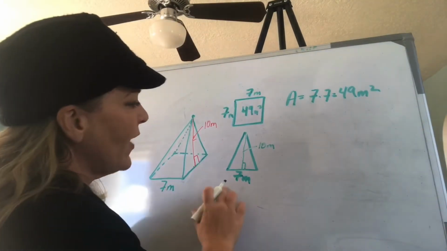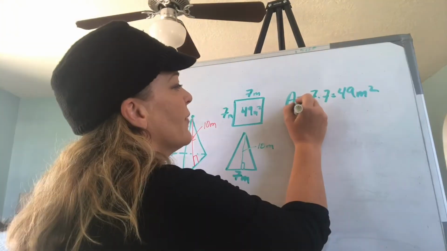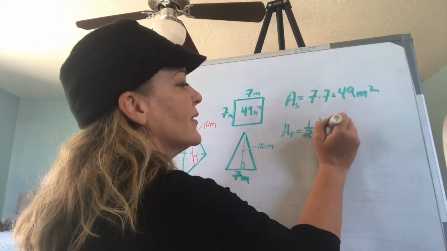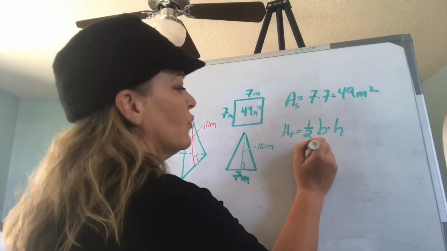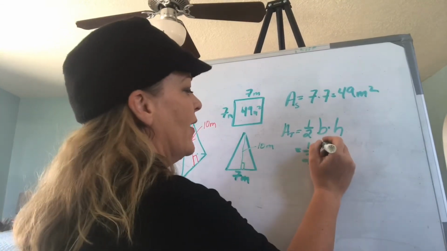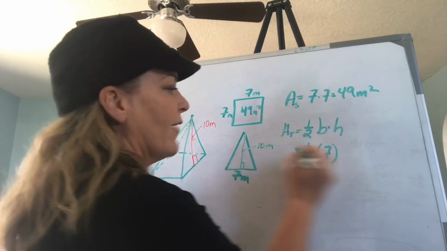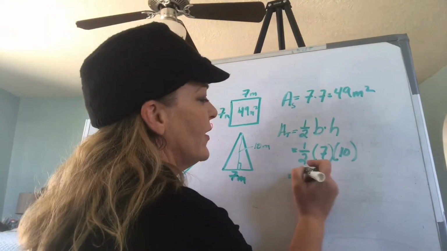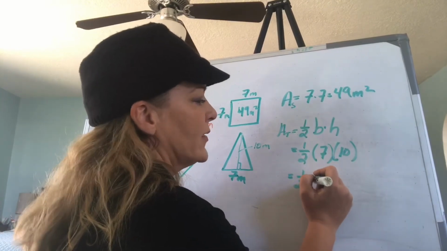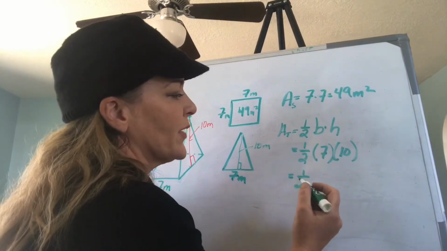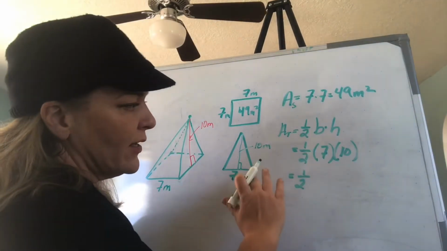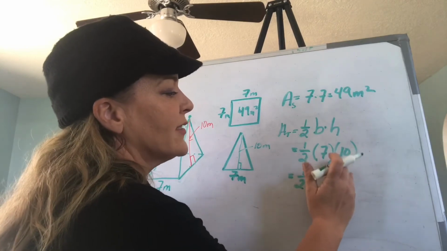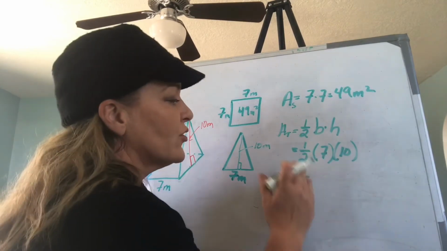Okay, now I have to calculate the area of this triangle. Area of the triangle is 1/2 base times height. So that's 1/2. And I have for the base 7 meters, and I have for the height 10 meters. Okay, and I know that 7 times 10 is what? So a couple of things about multiplication here. This is the commutative property of multiplication. I know that 7 times 10 is the same thing as 10 times 7.